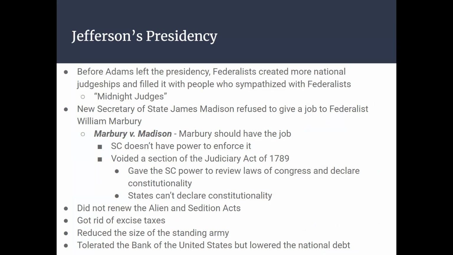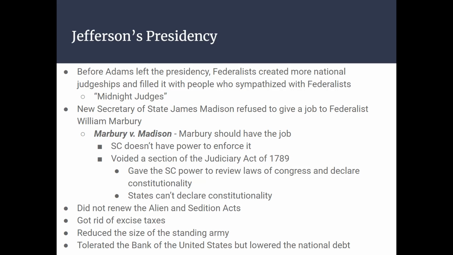Now, before Adams left the presidency, Federalists wanted to create a system with people who were Federalists as well. And so what they did was they started posting people into federal judge positions right at the end of Adams' presidency. Democratic Republicans called these midnight judges because they did it at the very end of his term as president.